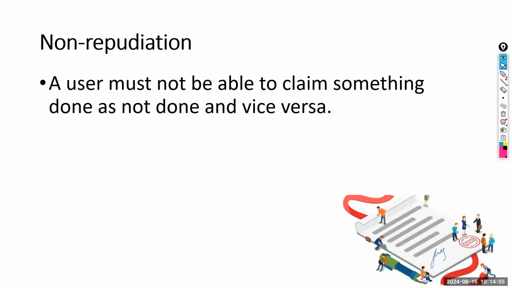And the final one, the fourth one, is non-repudiation. Non-repudiation means when someone does something, he or she must not be able to claim that they haven't done it. And also when someone has not done something, he or she must not be able to say they have done it. For example, say you have not submitted your assignment. You must not be able to say I have submitted it on time. Say you tried to hack, and later you must not be able to say no, I didn't try that, I didn't even access your system. So that is called non-repudiation.